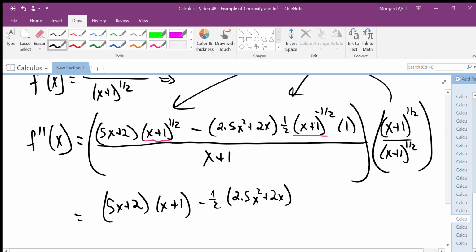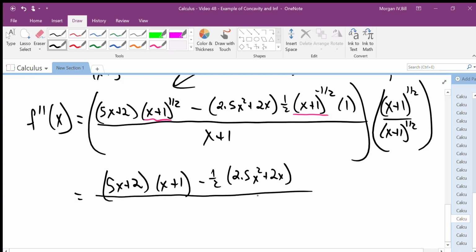And then the x plus 1 to the negative 1/2 and x plus 1 to the 1/2 cancel, so that part's done. Over x plus 1 now to the 3/2. Right, because this is x plus 1 to the first, and that's x plus 1 to the 1/2, and you add 1 and 1/2, and you get 3/2.